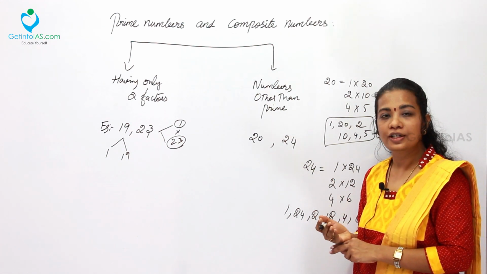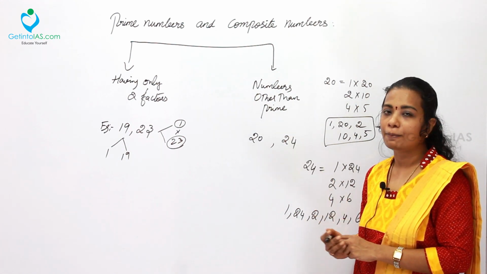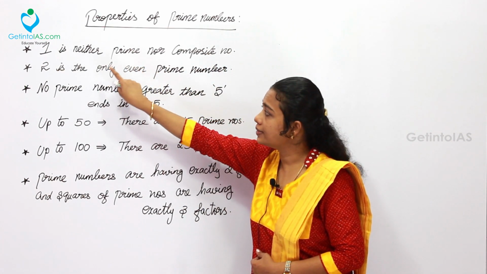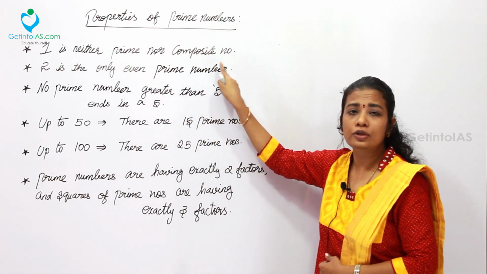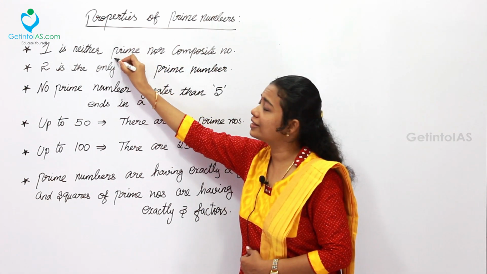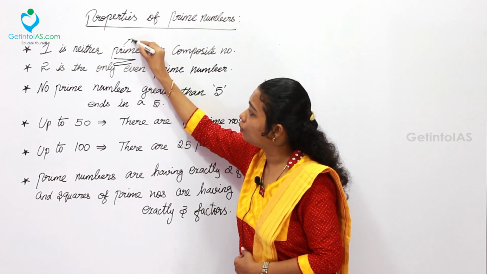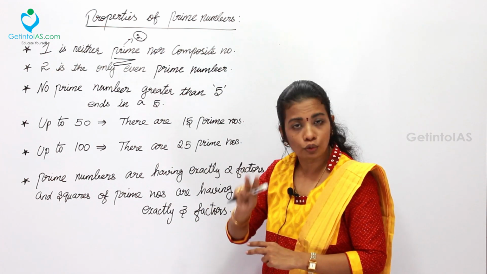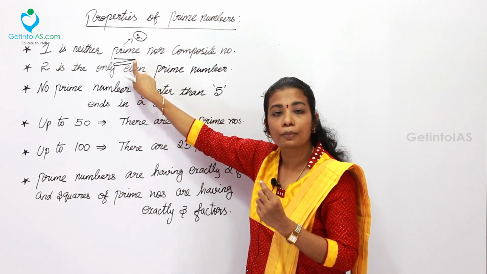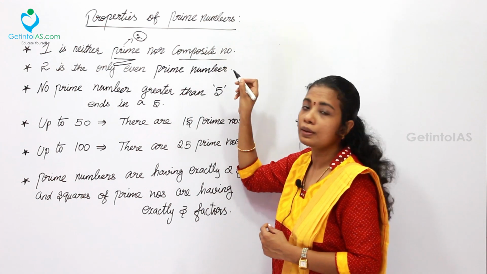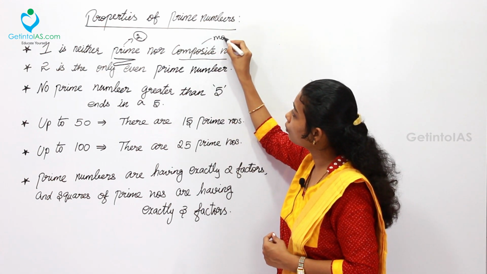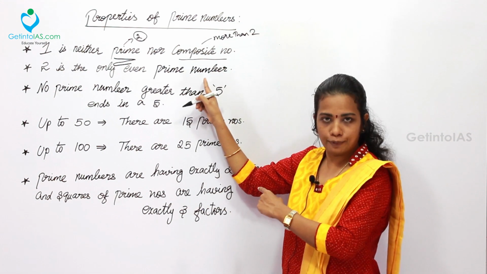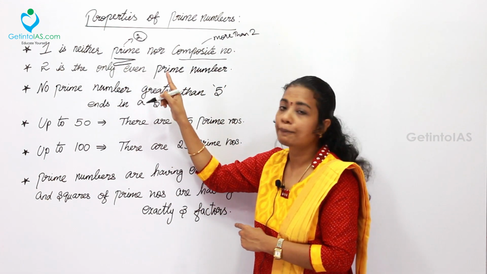Let's move on to the properties of prime numbers to understand the concept better. Properties of prime numbers. The first property: 1 is neither a prime nor a composite number. So what is the basic rule for a prime number? We want to have exactly 2 factors, then we can say that number is a prime number. Composite number means more than 2 factors. But 1 is neither prime nor composite.